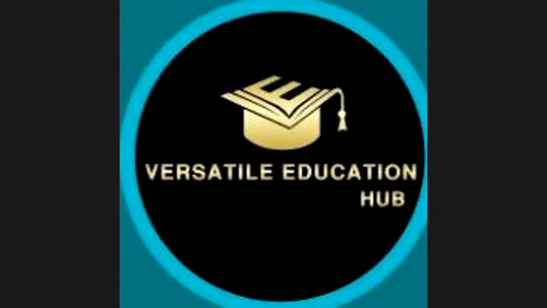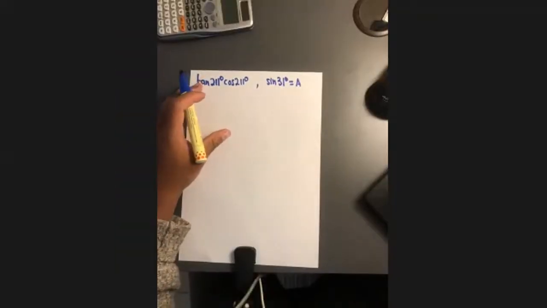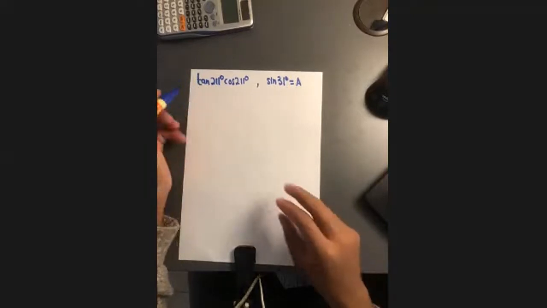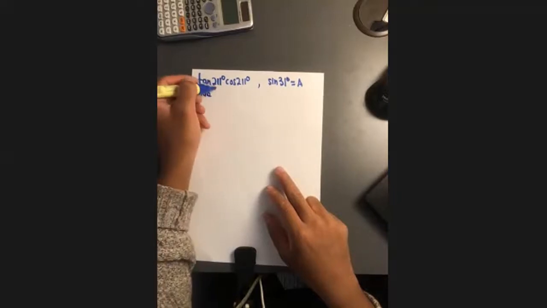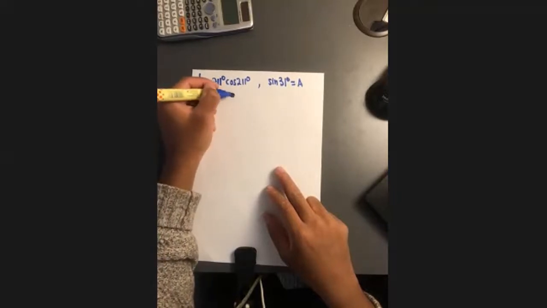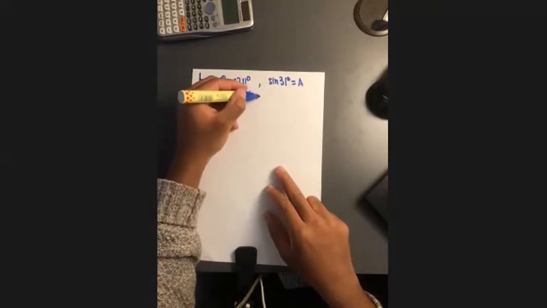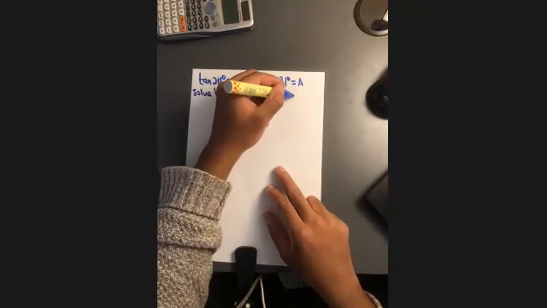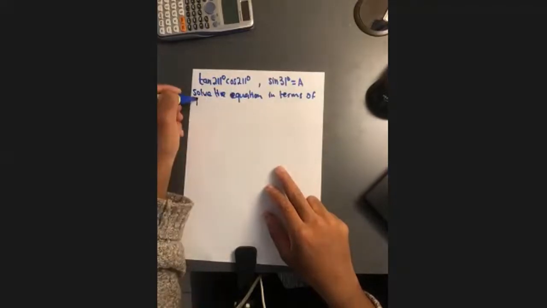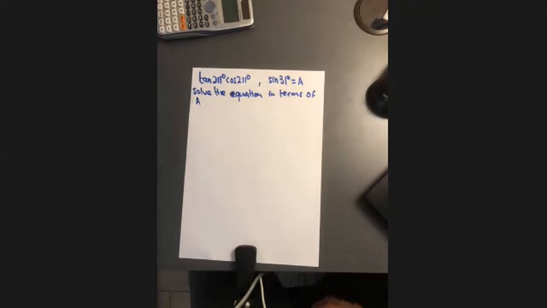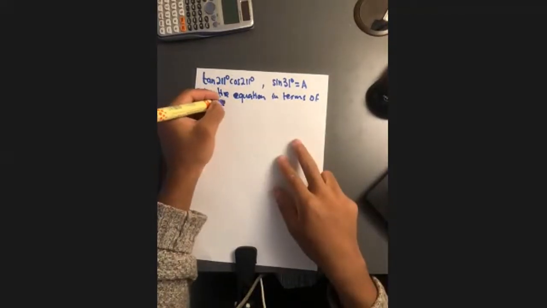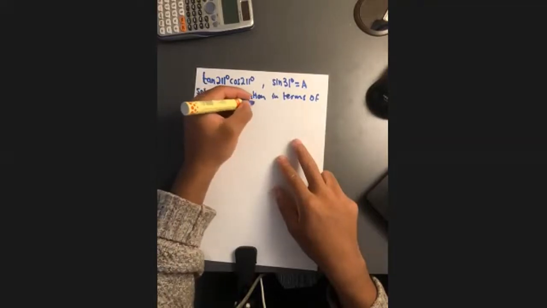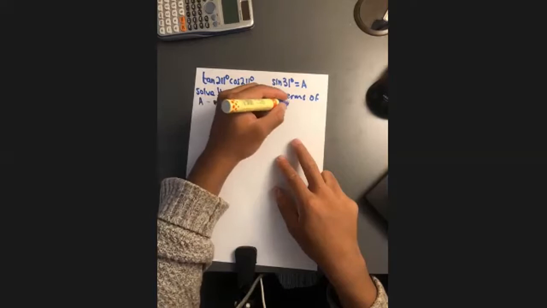So we are given this example. We are given this problem to solve. Solve the equation in terms of A. So now we are seeing that we're dealing with an awkward angle, so let me just include this: without using the calculator. Very, very important, without using a calculator.